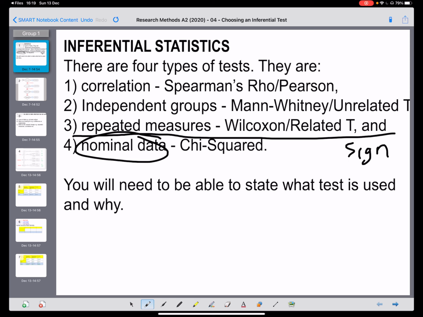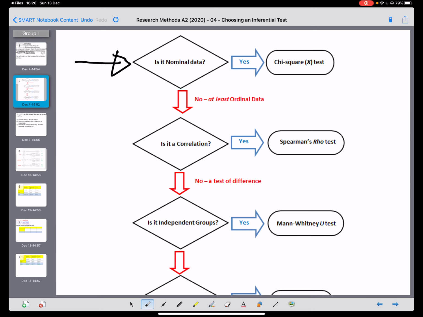But we see that there's only one type of test we can use, and that is chi-squared. So we look at the diagram and we ask the question, is it nominal data? Now, of course, this is not as easy as just looking at something like male, female, guilty, not guilty, because that could indicate several things. For example, male, female could just be independent groups. Therefore, we have to look at whether it's nominal data on both accounts.